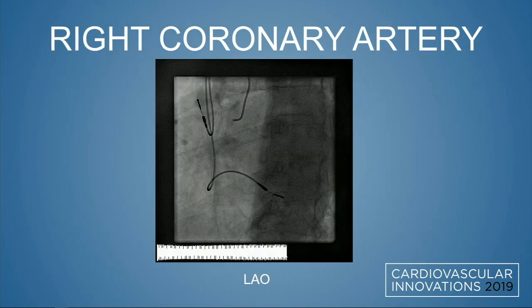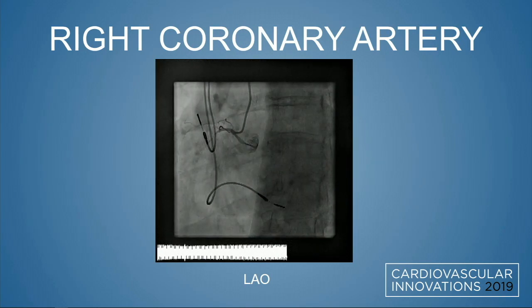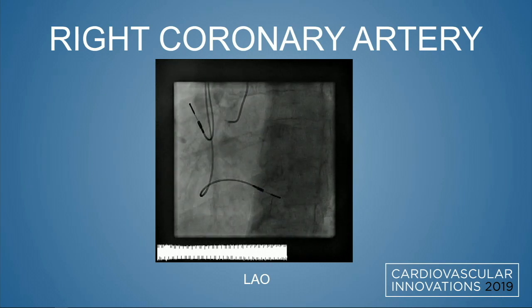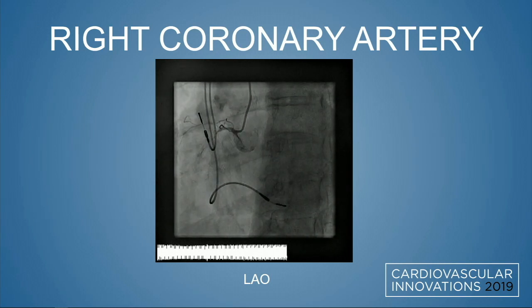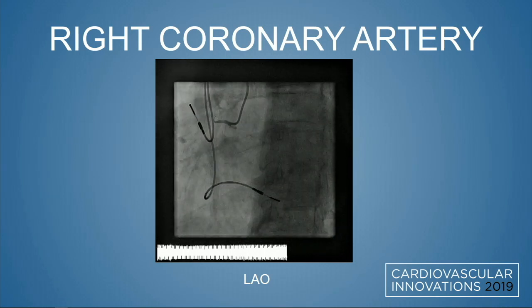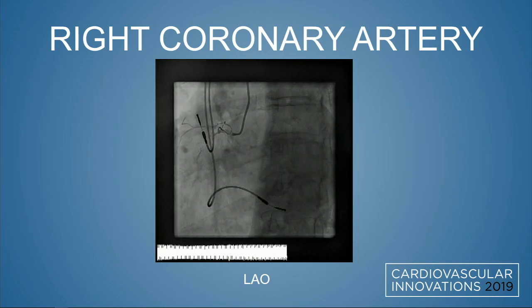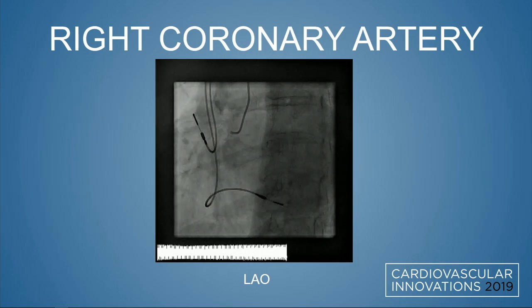However, the procedure revealed total occlusion of the previously stented right coronary artery. The artery was occluded shortly after its origin, with a long portion of diffuse in-stent restenosis. Maybe it's not clearly visible on this movie.